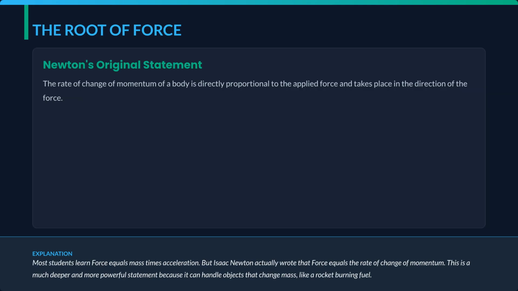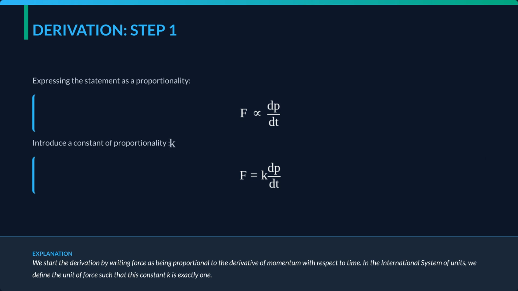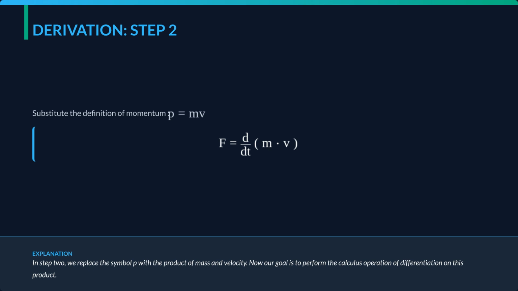velocity. Newton's original statement of the second law is deeper than the familiar F equals ma. It states that the rate of change of momentum is directly proportional to the applied force. This applies even to objects with changing mass, like rockets. We begin the derivation by expressing force as proportional to the derivative of momentum with respect to time. By defining the international unit of force, the constant of proportionality, k, becomes exactly 1. In the second step, we substitute the definition of momentum, mass times velocity, into the force equation. Our goal is now to perform the calculus operation of differentiation on this product.